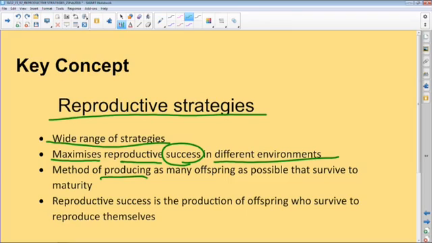Next one, method of producing as many offspring as possible that survive to maturity. Now, it's one thing having 1 million youngsters. If you have a look at it, every time that we have a look at animals that have lots of youngsters, there's a reason for it. I can't say 90%, but a lot of those babies die out.